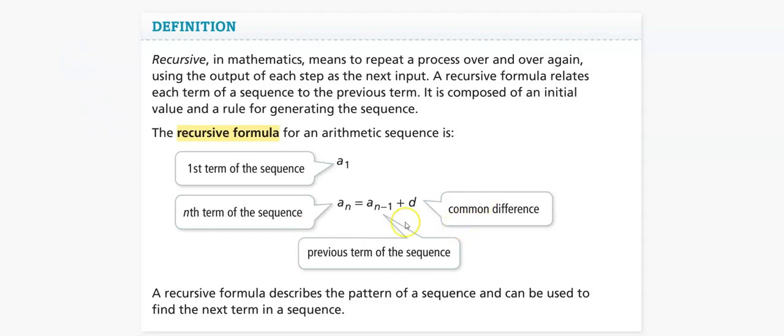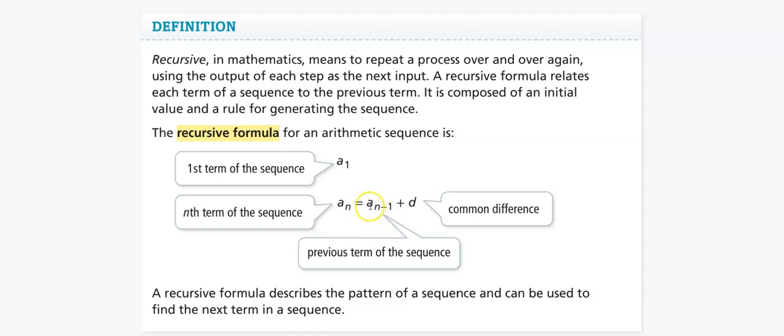So you'll notice that here, we're going to use A with a subscript of 1 to represent the first term of the sequence. If I'm trying to find any other term in the sequence, an nth term of the sequence, it could be the 10th, it could be the 100th.